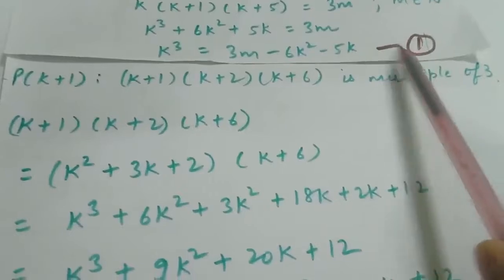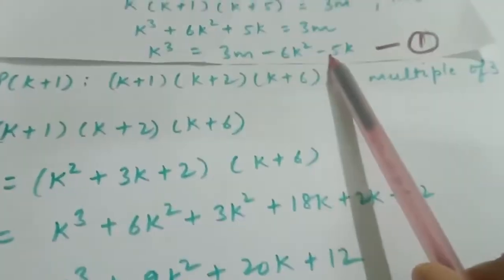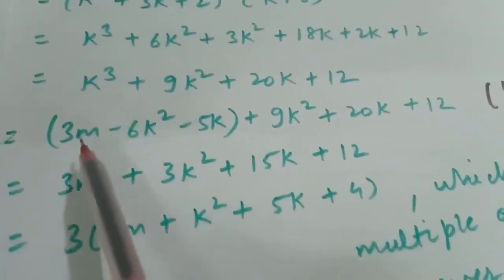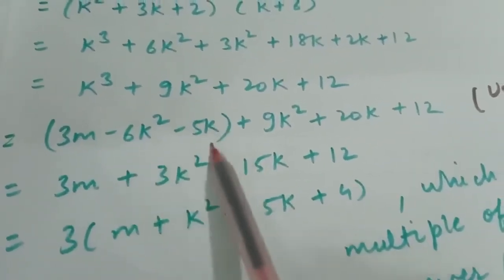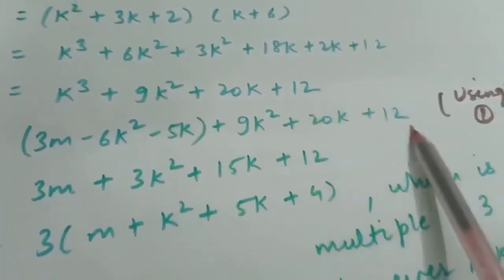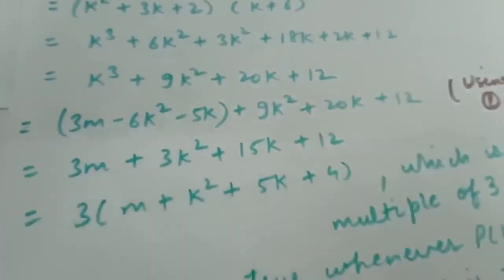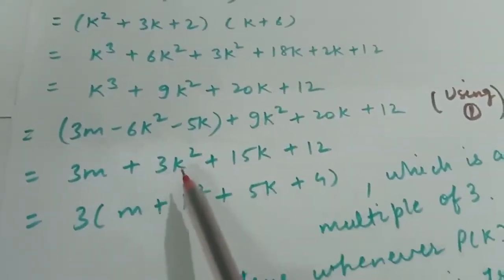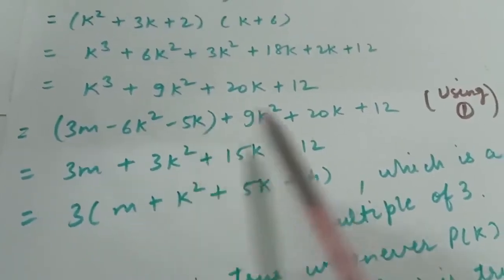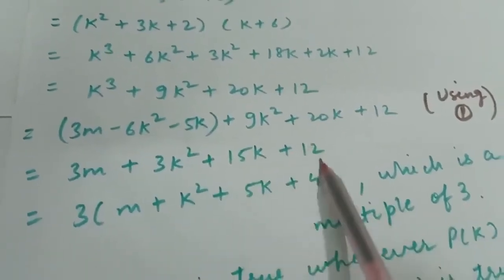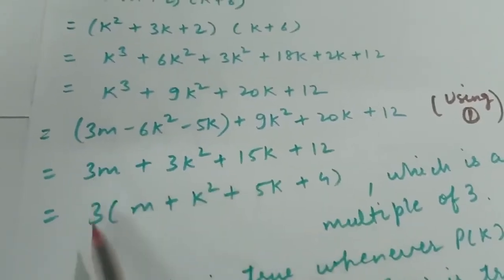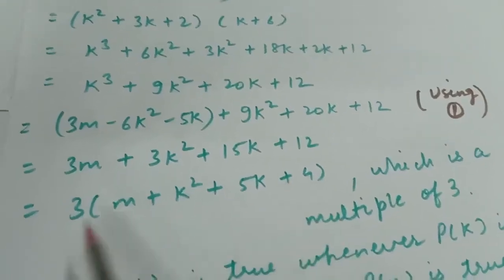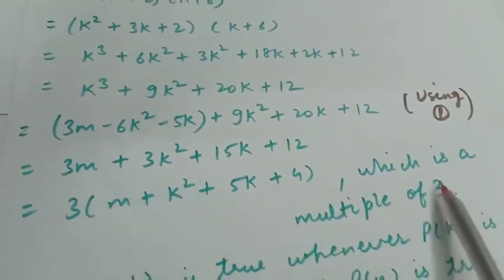Now using 1, the value of k cube is 3m minus 6k square minus 5k. So in place of k cube, write 3m minus 6k square minus 5k plus the left terms. Now 3m plus, minus 6k square plus 9k square will be 3k square, and solving the other two, you will get 15k plus 12. From all the terms we can take out 3 common. We wanted to show it as a multiple of 3, and now we can see it is clearly a multiple of 3.